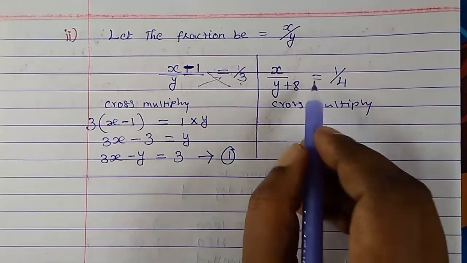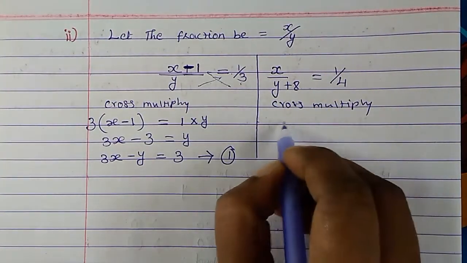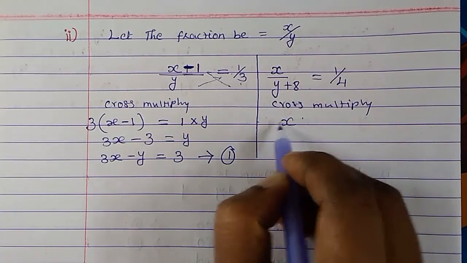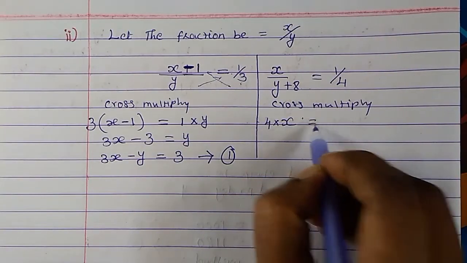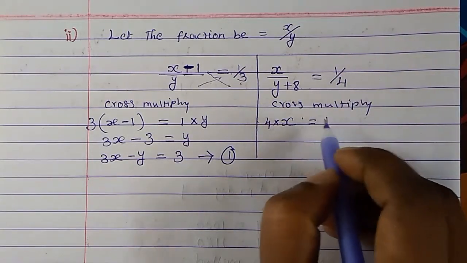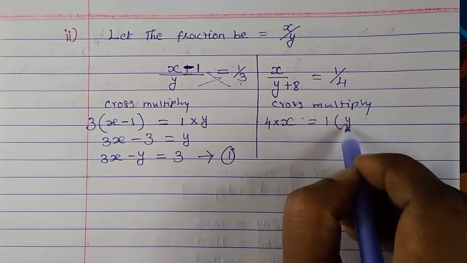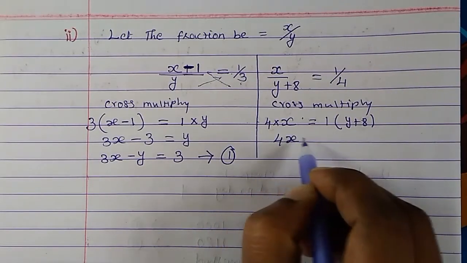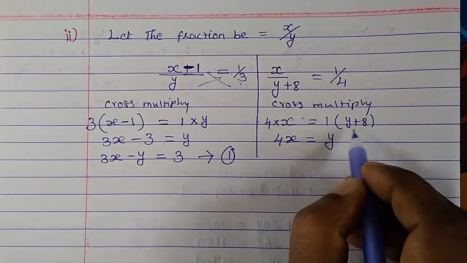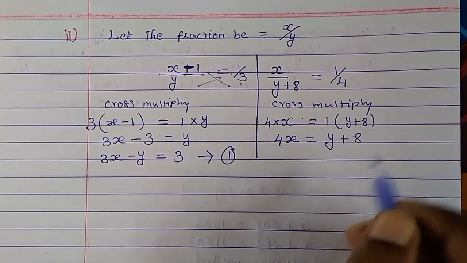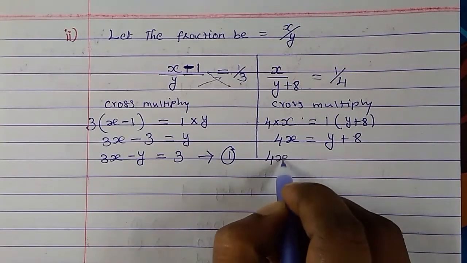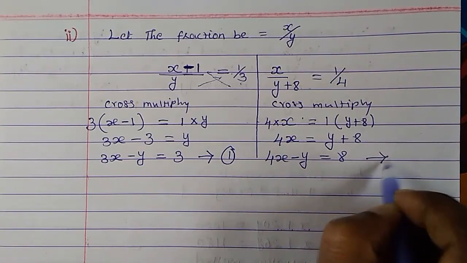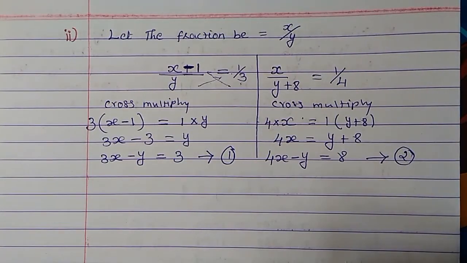In the same way here we'll cross multiply. So x remains here only. When 4 comes to this side, it becomes multiplication, and 1 remains here only. So let's multiply. This will become 4x. 1 into y will be y, plus 1 into 8 will be 8. Let's bring the variables to one side: 4x, y comes to this side and becomes minus. This 8 remains here. So this becomes our equation 2.